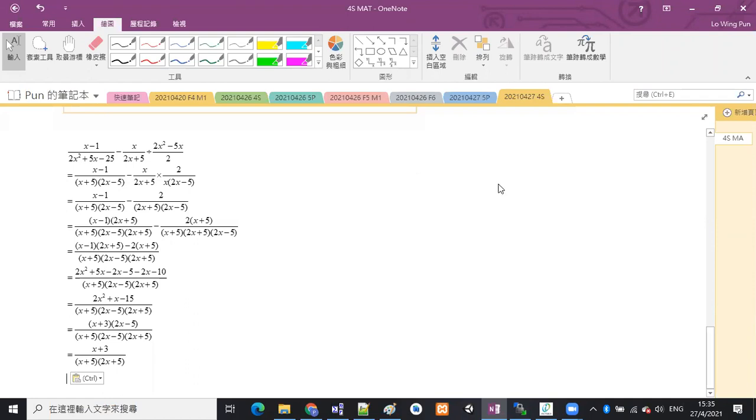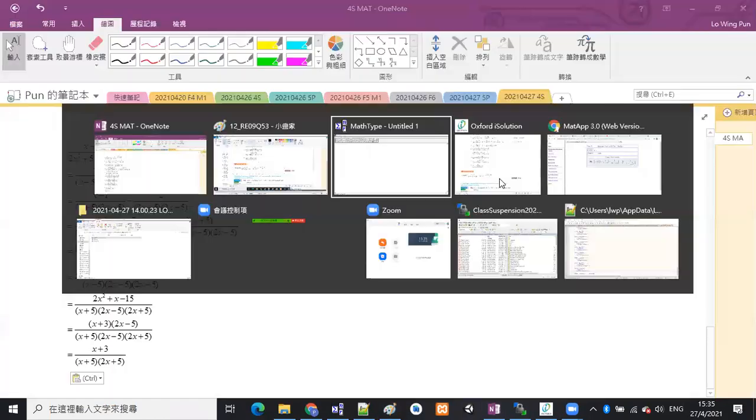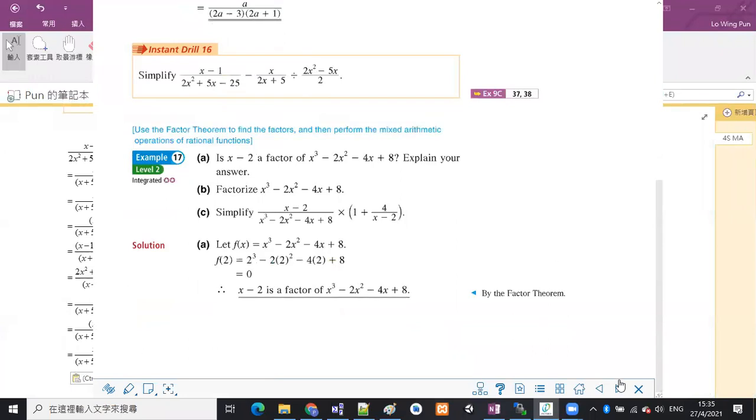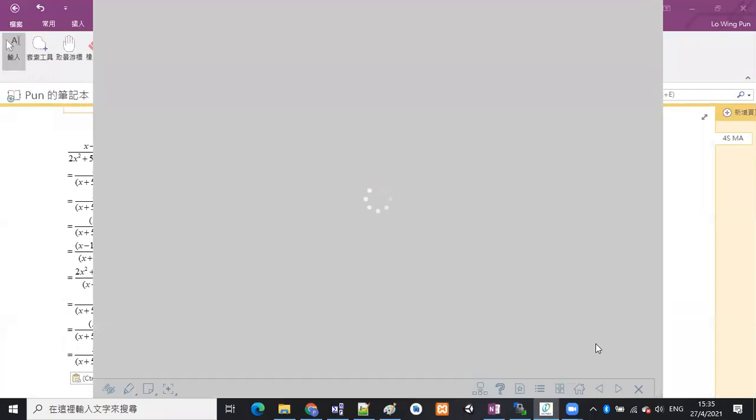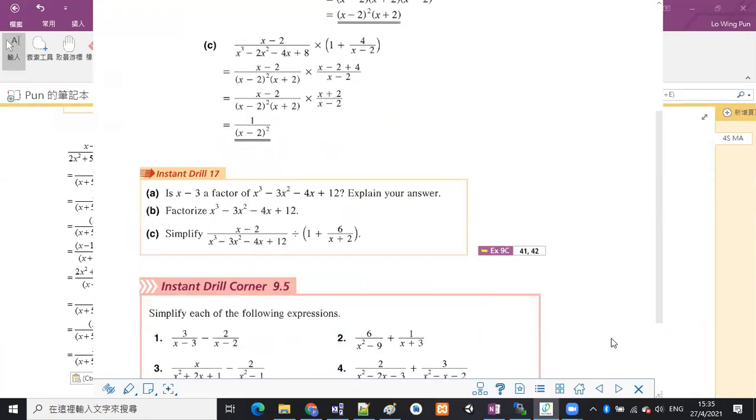Instant drill number 17. Oh, 嚟多個啦喎。ID 17.